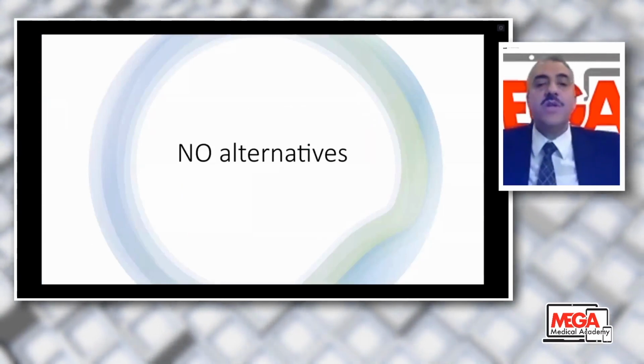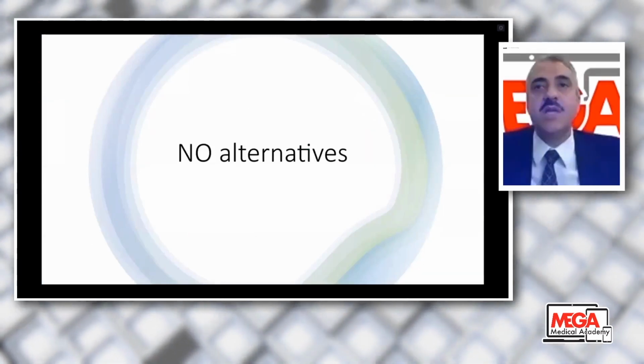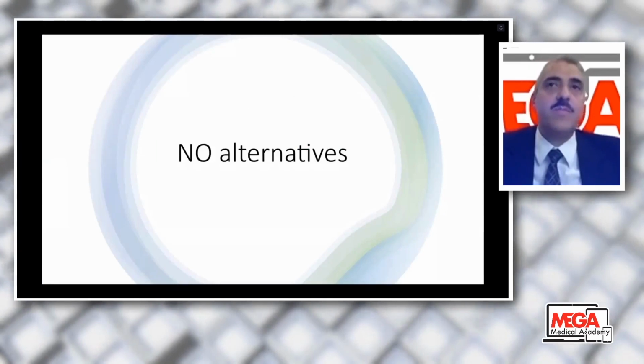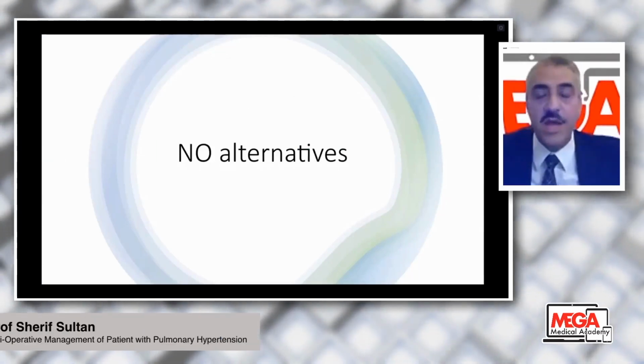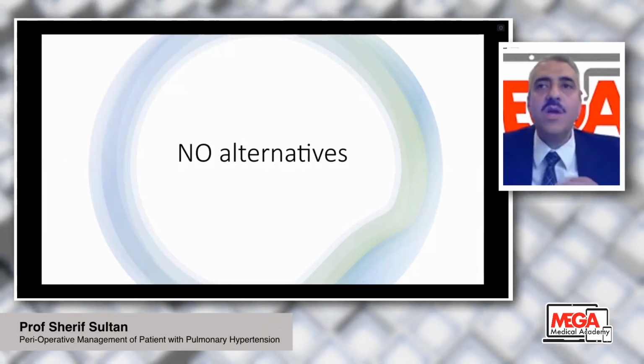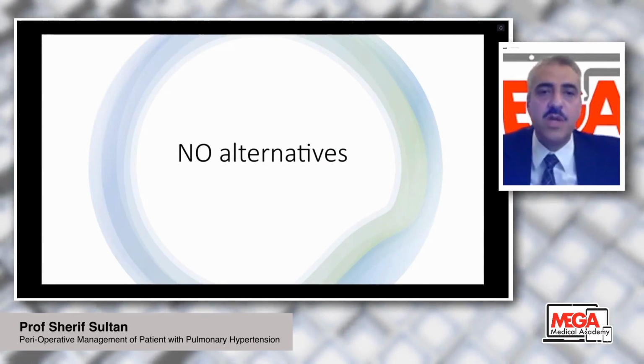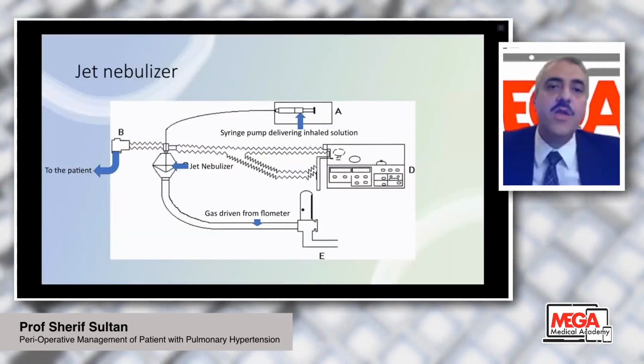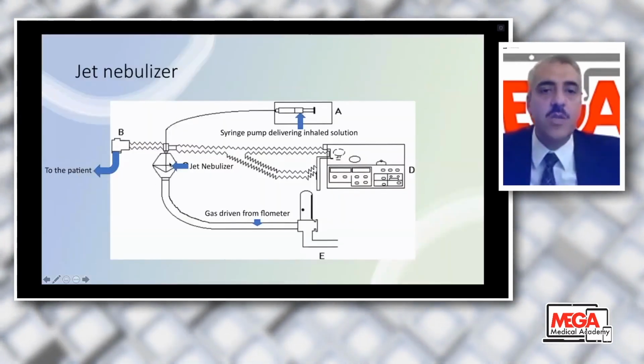Nitric oxide alternatives are some drugs that we use as intravenous, but now we are using as inhaled therapy. How can we give these drugs to the patient inside the OR? Either through a jet nebulizer. This is the jet nebulizer.